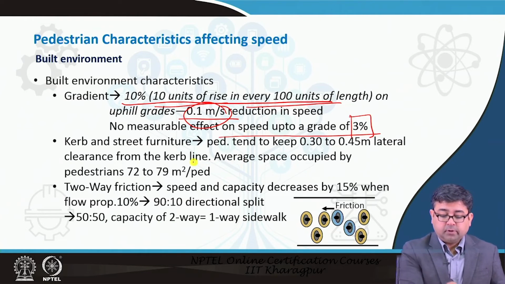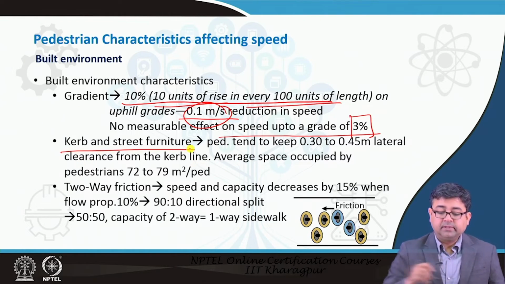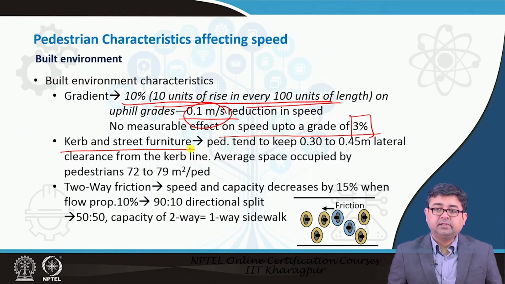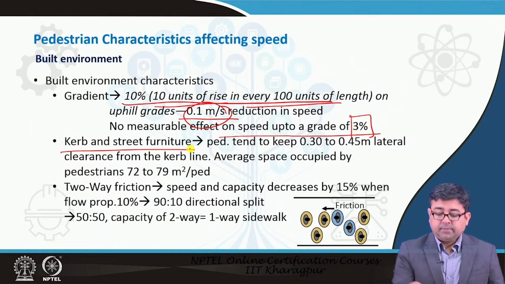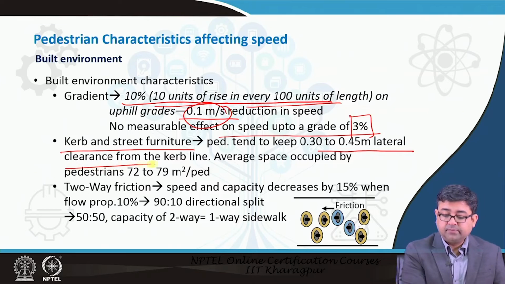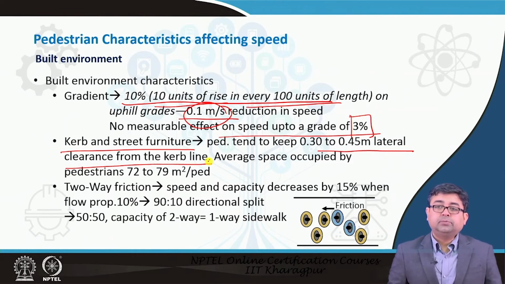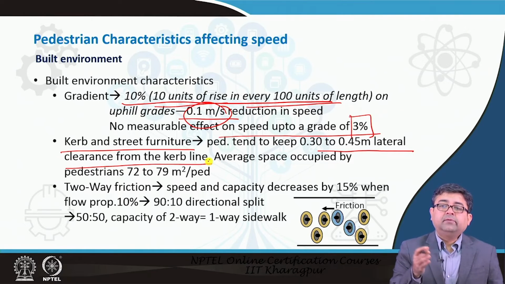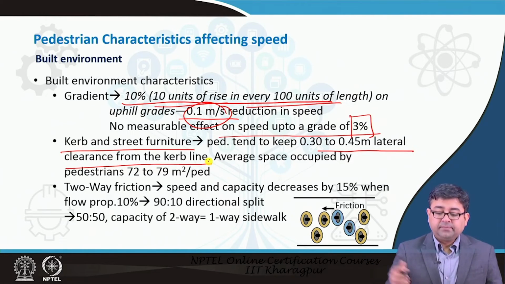Pedestrians tend to keep, okay, so this is what we were talking about: when there is a lot of street furniture and the curb is too close to the motorized vehicles, pedestrians tend to keep 0.3 to 0.45 meter lateral clearance from the curb line, right. So, we tend to walk a little bit away from the curb line, so that we are away from the motorized traffic.